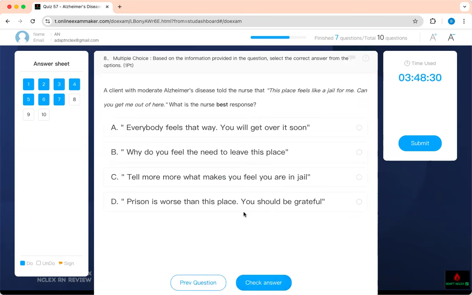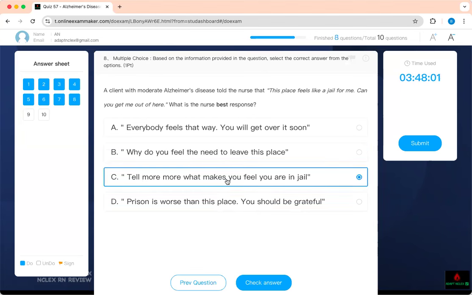A client with moderate Alzheimer's disease told the nurse, this place feels like a jail for me. Can you get me out of here? What is the nurse's best response? Therapeutic communication. Answer the question. Don't pass the buck. Directly fix the problem. Everybody feels the same way. I'm not everybody. Answer my question. Why do you feel the need to leave this place? Why is never a true answer. Tell me more. What makes you feel you are in jail? Asking for more information to clarify.